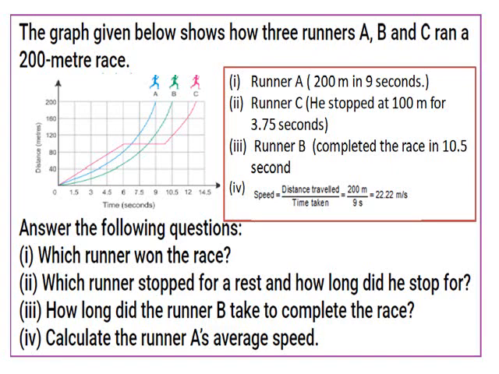Which runner stopped for a rest and how long did he stop for? So who has stopped in between? A line which is parallel to the x-axis means the body is at rest. Therefore, runner C, the pink color line you see, a line parallel to the x-axis is being given here. Therefore, runner C has taken rest in between.